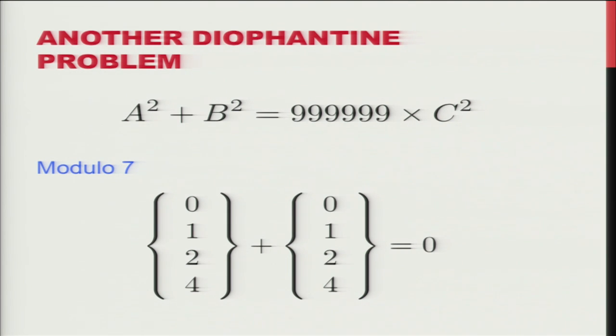So 49 divides a squared plus b squared. But 7 divides 999,999 only once. So another 7 must divide c squared. So 7 must divide c. So I've got my contradiction. They have a common factor, which I could have factored out.